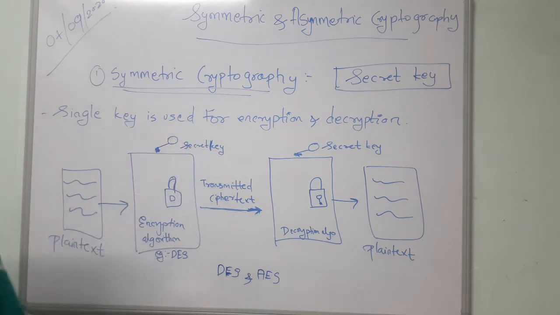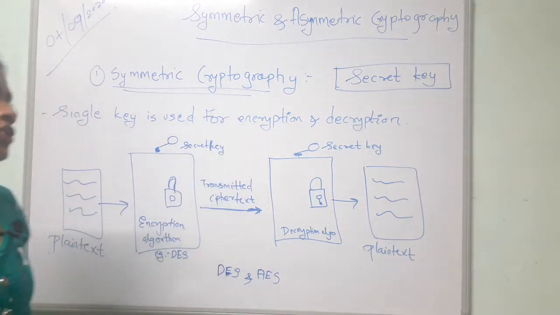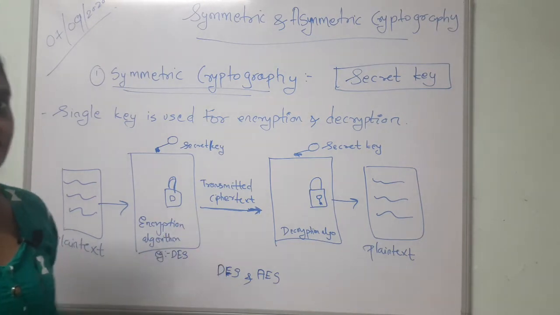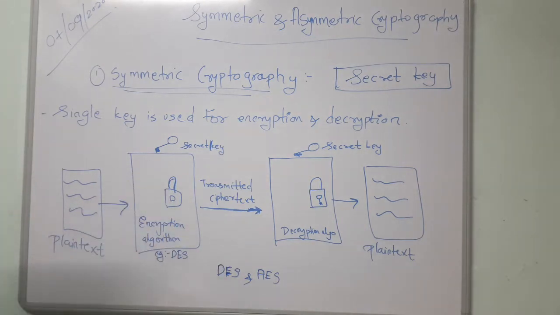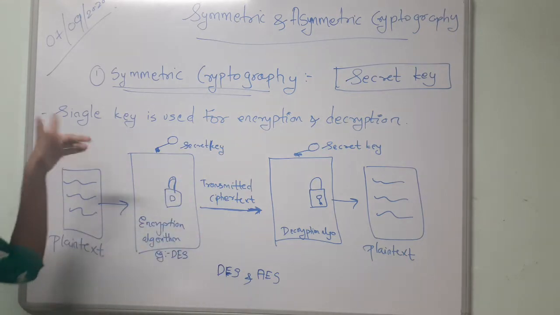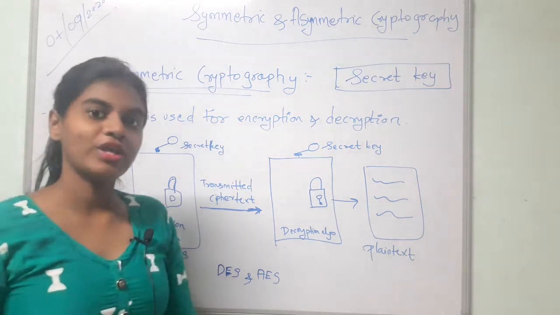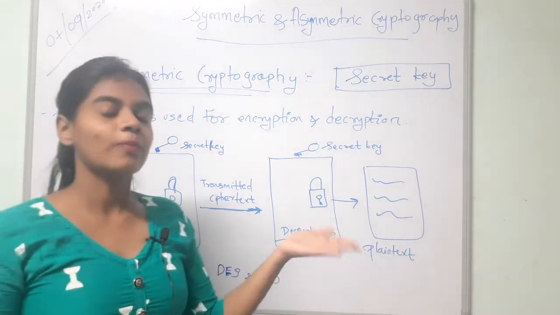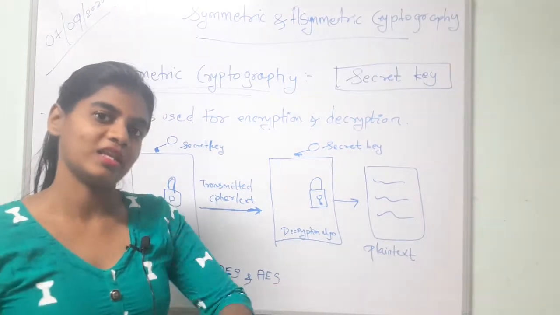The one is for encryption, another one is for decryption. So that's why it is not faster than symmetric cryptography. Symmetric cryptography is faster than asymmetric cryptography, because a single key, the same key, is used for encryption and decryption. So you can convert plain text into ciphertext and ciphertext into plain text.